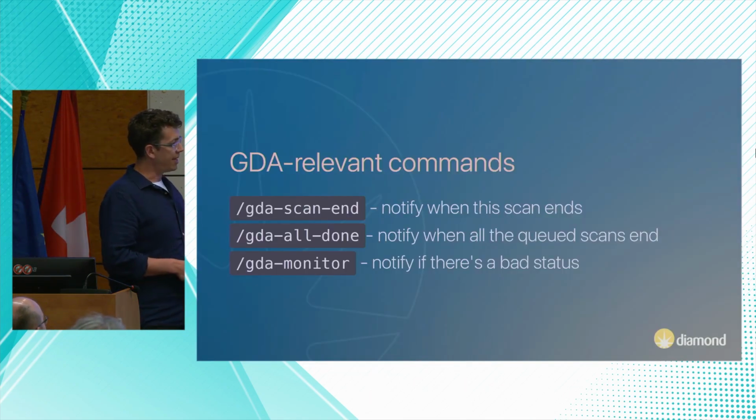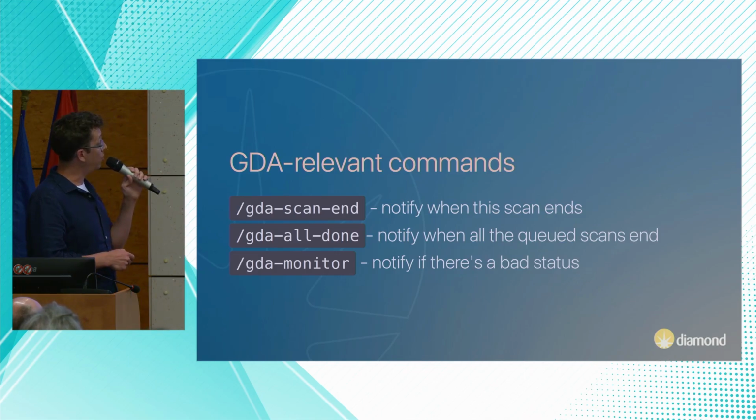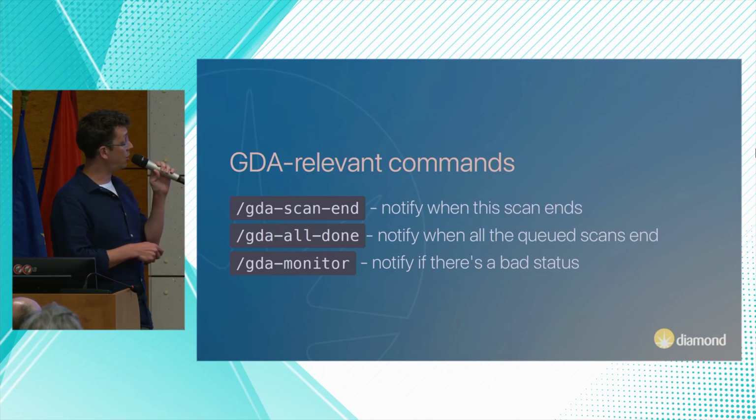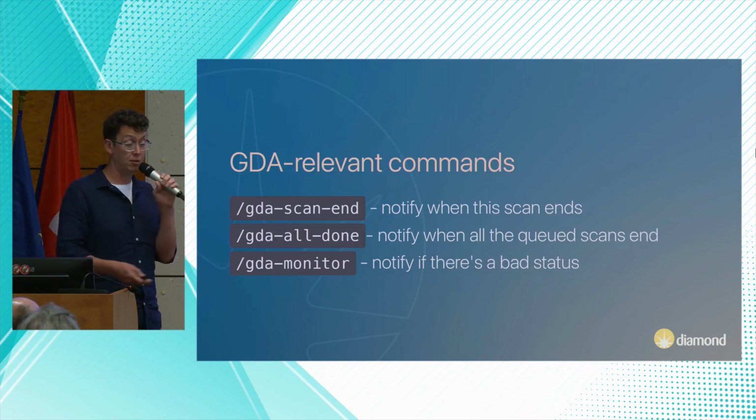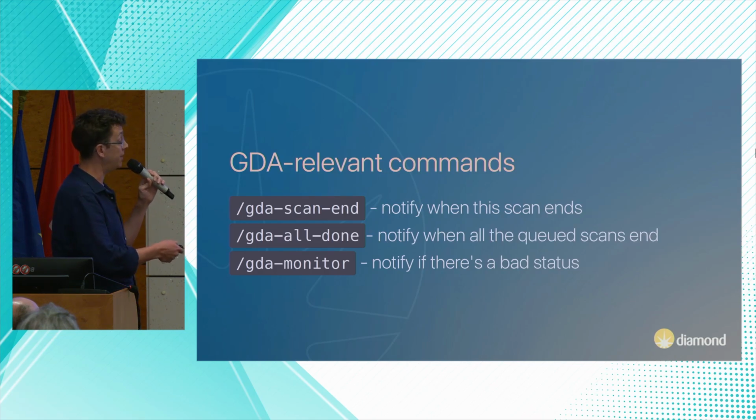So we can take that idea and we can run with it a little. So as you just saw, GDA scan end, let me know when this scan ends. There's also another / command, which is notify me when all the scans are done. So maybe you queue up 20 scans. It will then let you know at the end of the 20th scan.